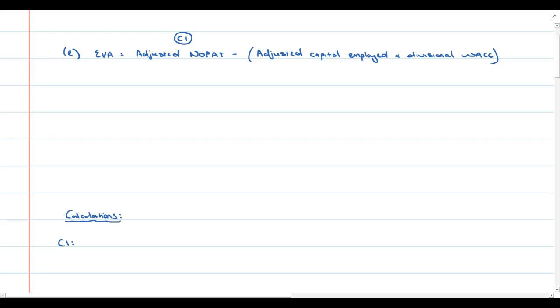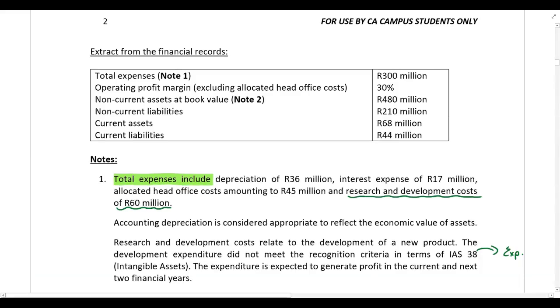Before we look at the adjustments, let's first calculate net operating profit after tax. Once we have that, we can then look at the various adjustments that need to be made. If we go back to the information provided in the scenario, first we were given total expenses, and in note 1 you were told what those total expenses include. Then you were given the operating profit margin, which is 30%, excluding allocated head office costs. You were also given non-current assets at book value, non-current liabilities, current assets, and current liabilities.